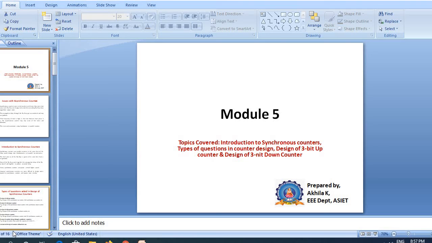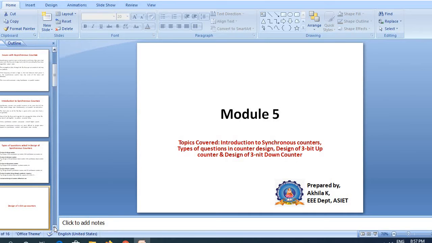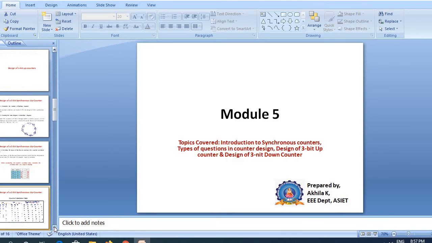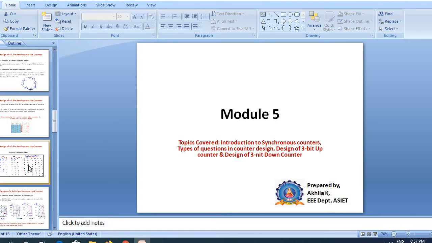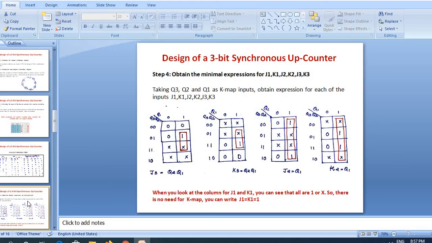Design of 3-bit up counters in the last lecture. So we stopped at the formation of K maps in the case of synchronous 3-bit up counters. So the next step, as I told you earlier, is drawing the circuit diagram. So this was the K maps formed.